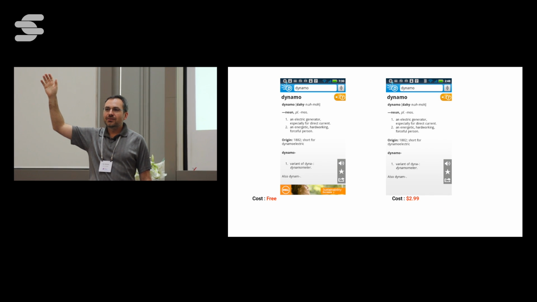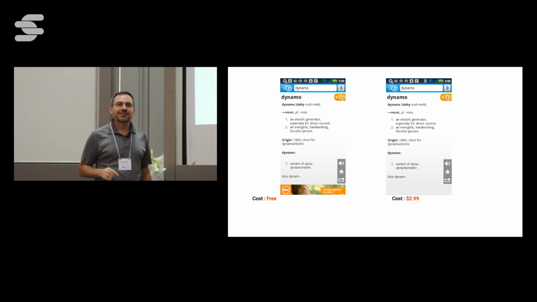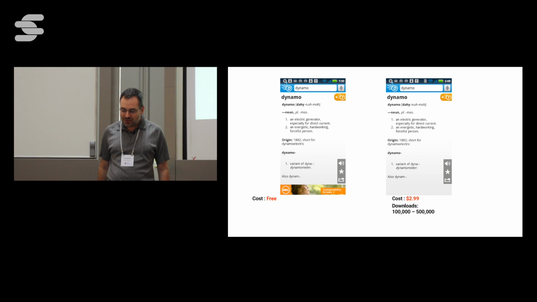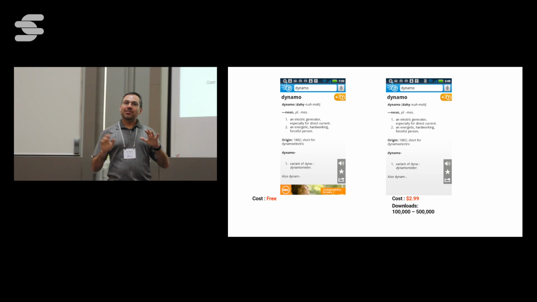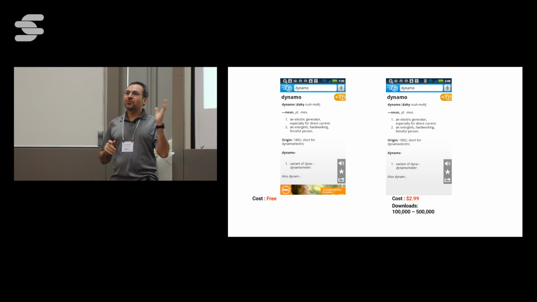1%. So give me an absolute number. 200. Perhaps higher. Any other guesses? 10,000. Any other guesses? 1,000? Okay, so the actual number is 100 to 500. That's what Google Play Store reports. They don't give you an exact number unless you are the vendor.